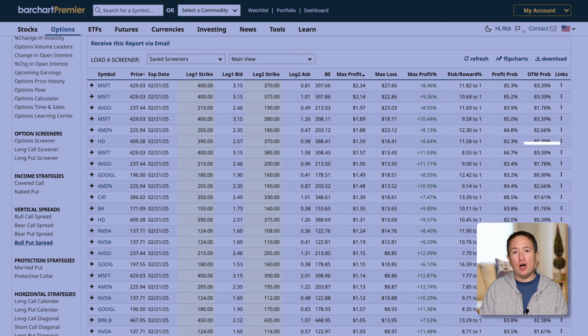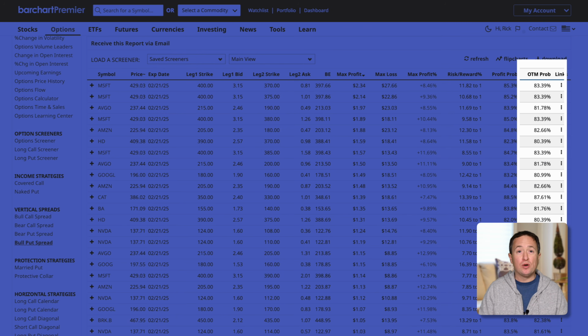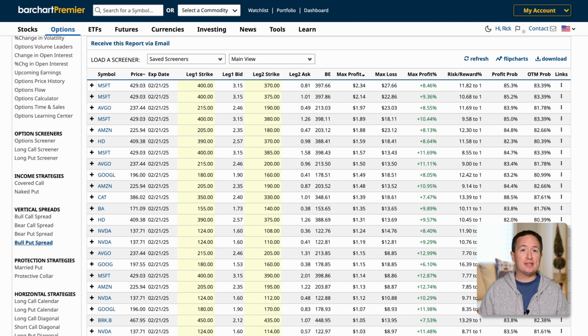And if we look at the OTM probability column, we're in the low 80s, which means the chances are quite good that the trade will hit its maximum profit condition. So, you should pick one that makes the most sense for you.